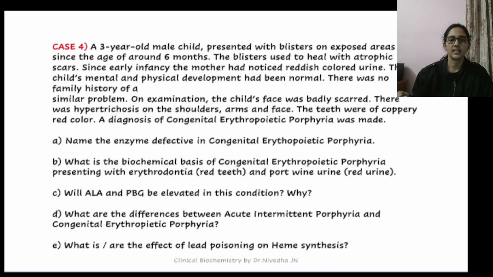So on exposed areas, you have so many photosensitive reactions, many blisters that heal and form scars. So the face forms a monkey face. And there was hypertrichosis on the shoulders, arms, and face. Teeth were of coppery red color. So what is the diagnosis here? It is congenital erythropoietic porphyria.